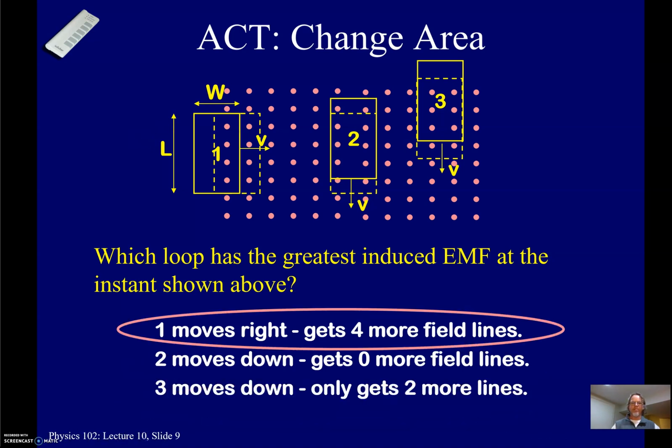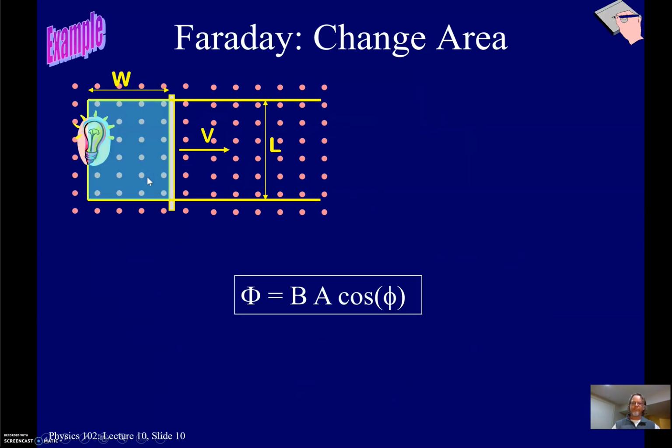So of course the one that has the greatest induced EMF is the one with the greatest change in flux per the same amount of time, which is it just gained 4. There's no EMF on this because there's no change in flux. So there's nothing induced on this loop, only this one and this one. But this has twice the change in flux per same time, so twice the induced EMF.